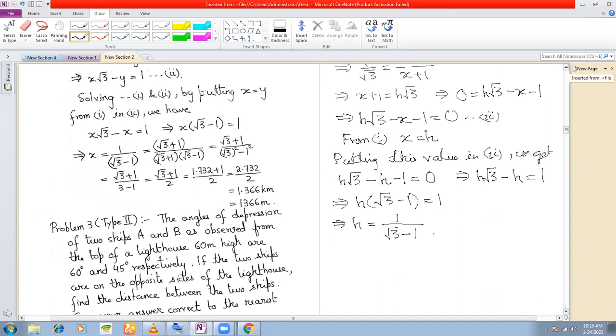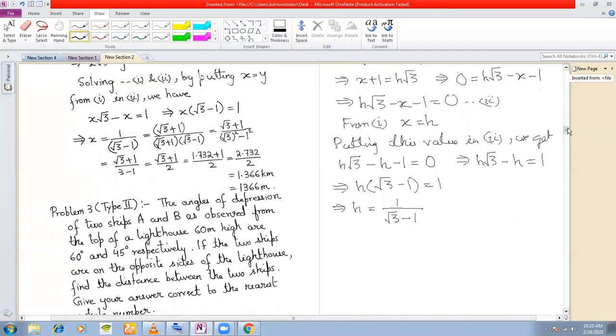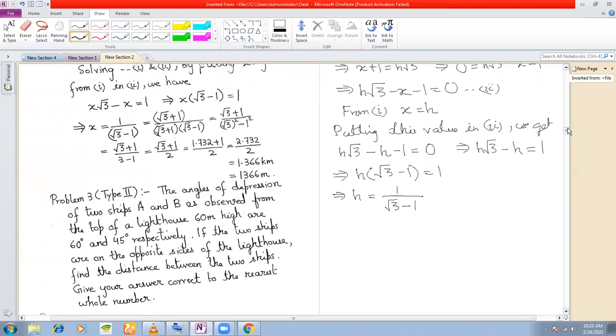Now, they have not asked you in decimal, but let's convert this to decimal. You rationalize the denominator of this. Okay, how do you rationalize? You multiply the numerator and denominator by root 3 plus 1. Right, so you get root 3 plus 1 divided by root 3 square minus 1 square. So you get root 3 plus 1 by 3 minus 1. You're getting root 3 plus 1 by 2.